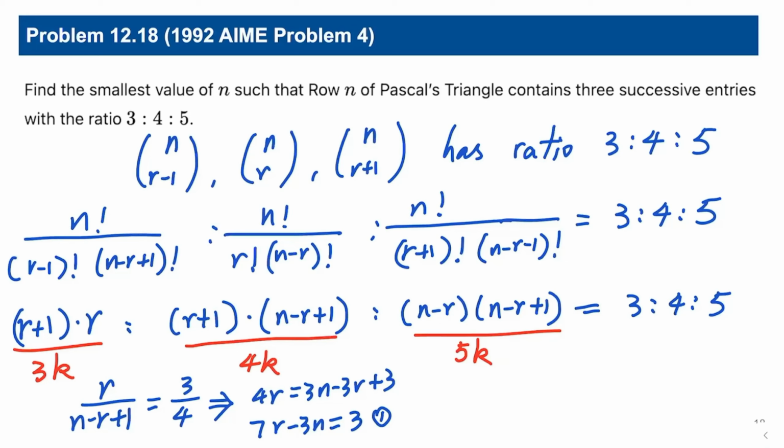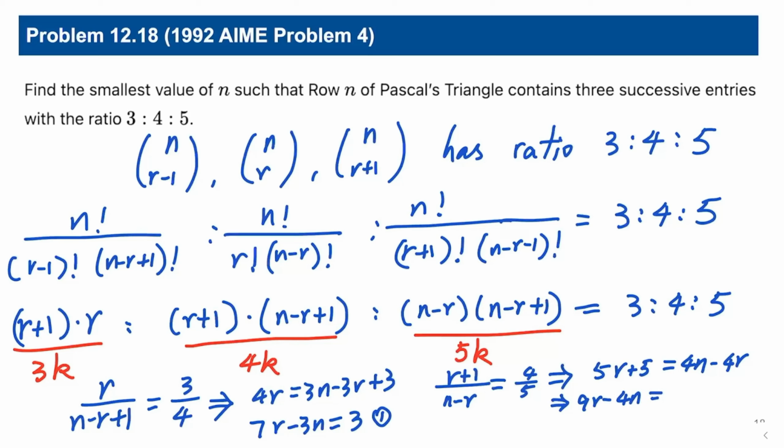From this ratio, we also have r plus 1 over n minus r equals 4 over 5, which means 5r plus 5 equals 4n minus 4r. So 9r minus 4n equals negative 5. This is a second equation about n and r.